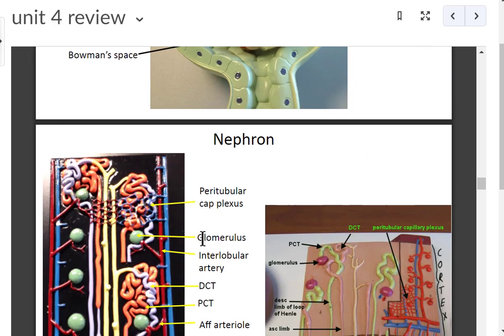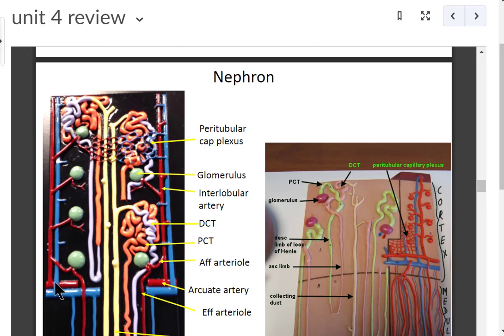Same thing we can see here. So here, if we take a look, here is the arcuate artery, interlobular, afferent arteriole, glomerulus. This would be the efferent arteriole. So let's follow one of them. So here is the glomerulus. These round structures are supposed to represent the glomerulus. See here the glomerulus. Here is the afferent arteriole. That would be the efferent.